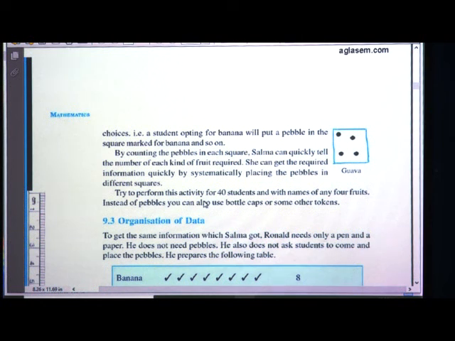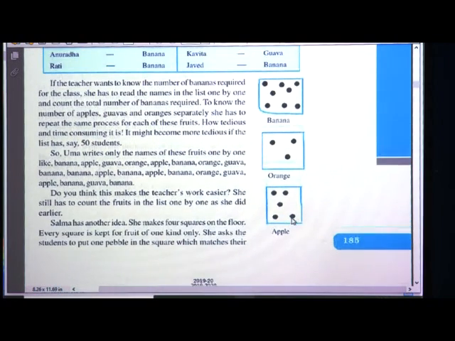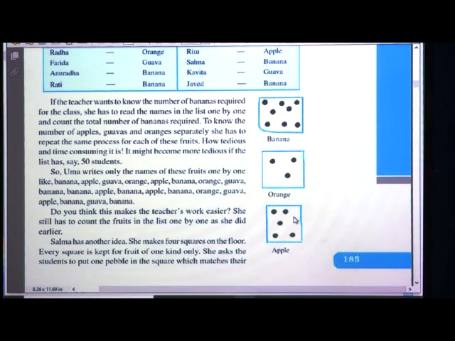Try to perform this activity for 40 students and with the names of any 4 fruits. Instead of pebbles, you can use bottle caps or some other tokens. Okay? See here. So, we have seen different methods here.